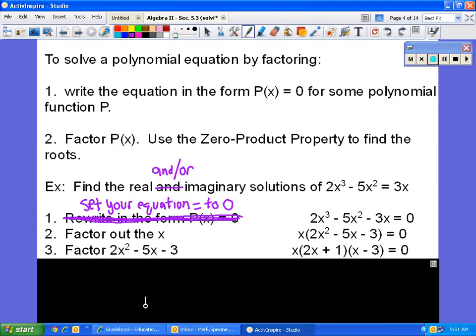Can you hold up for a second? And write that. So we factor and we end up with that. No, I'm not going back. That's what I just said.